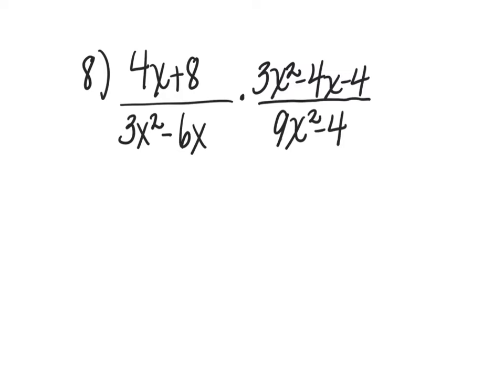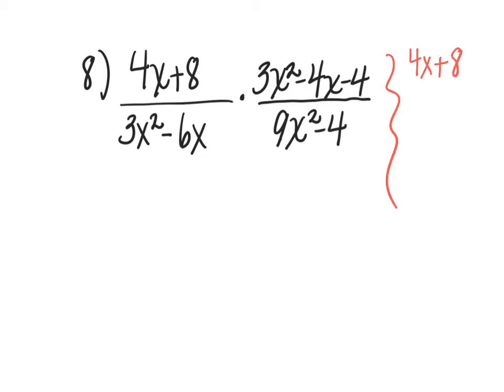We have (4x + 8)/(3x² - 6x) times (3x² - 4x - 4)/(9x² - 4). So we've got some good factoring going on in this problem that we're going to have to do. All right, first fraction. My first numerator is 4x + 8.